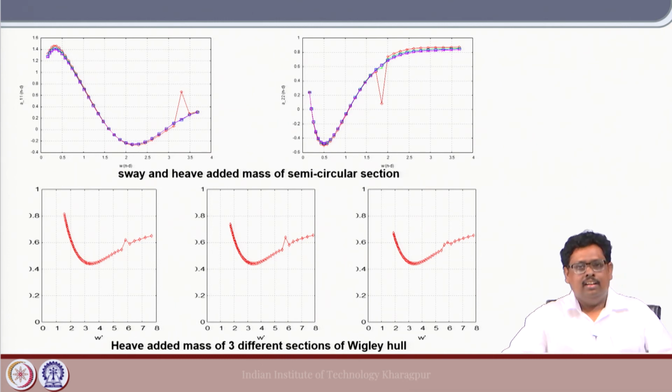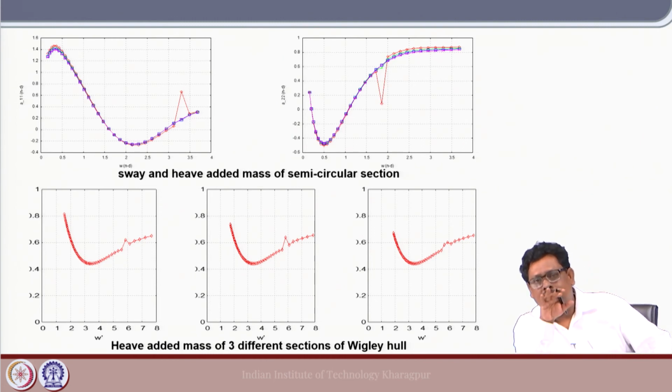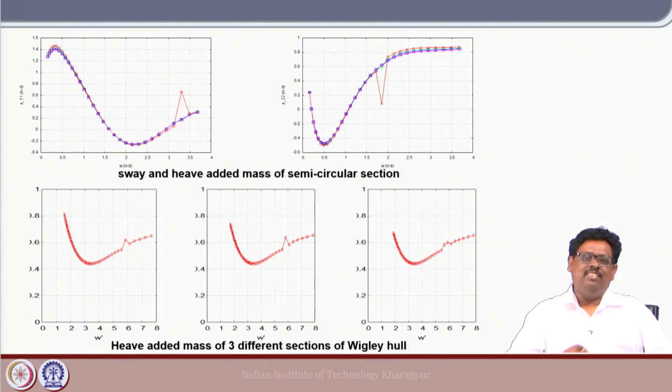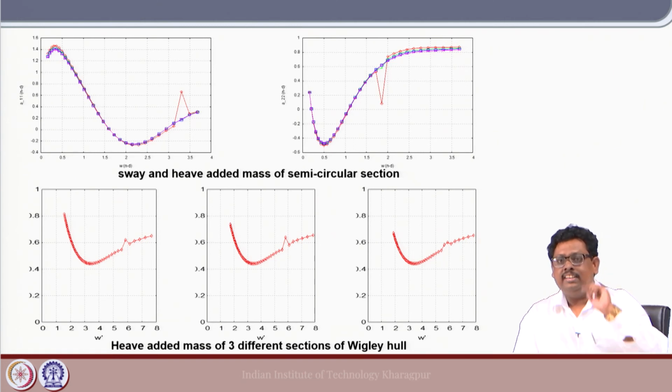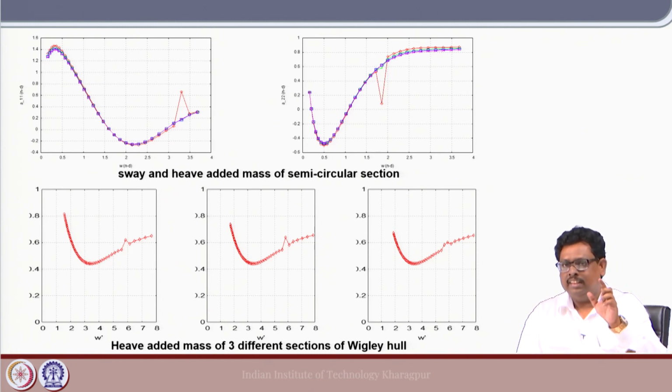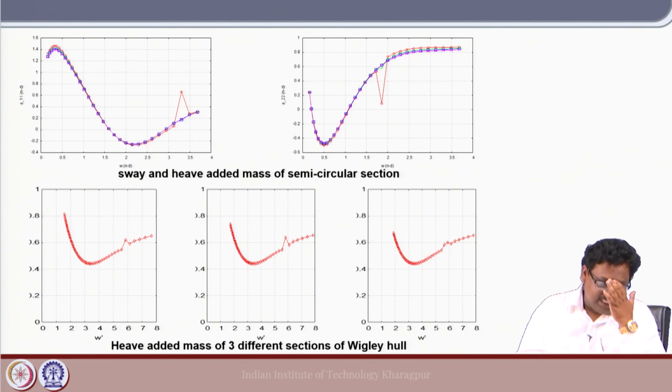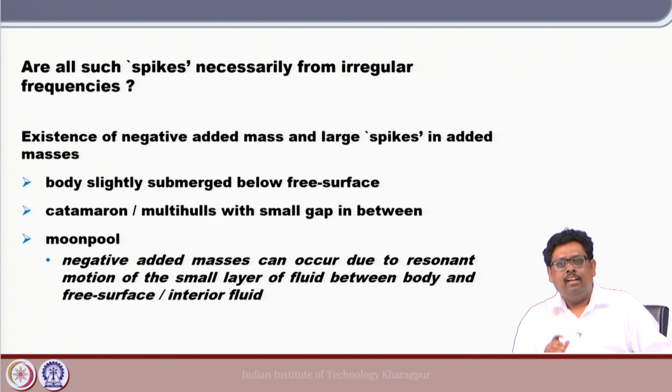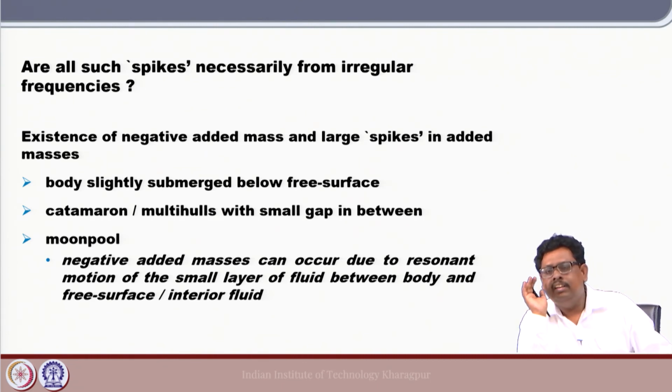Right. So, if you do not have any understanding of these irregular frequencies, then whatever you get from your software, you will try to defend, and you will be defending a wrong result. So, we have to be very careful. When this irregular frequency comes, we have to think: okay, this is the irregular frequency, and it is not physically happening, because sometimes this can also be a physical phenomenon. Now, let us see: are all such spikes necessarily from irregular frequency? That is the question.